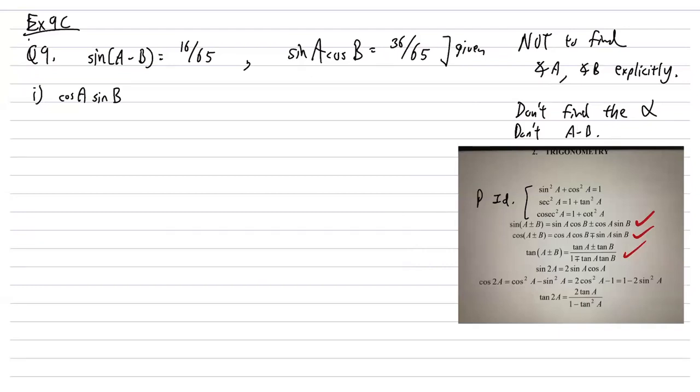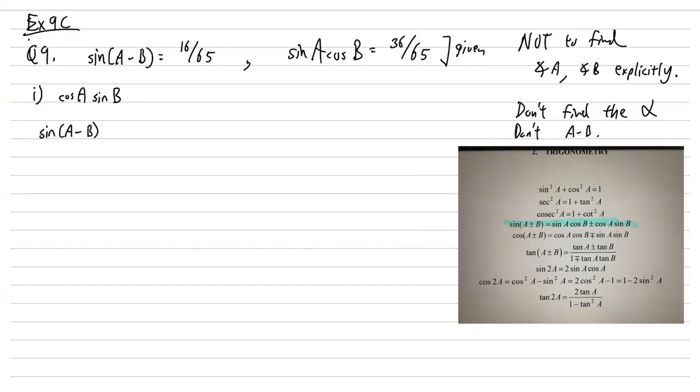Which one is relevant? Sine A minus B. This expansion here, right? Yeah, that one is relevant. Oh, sorry, this guy is relevant, right? So that's what we're going to do. We're going to expand out sine A minus B.